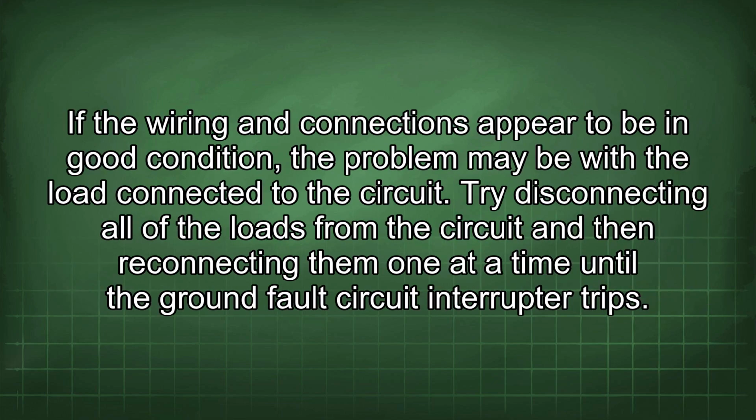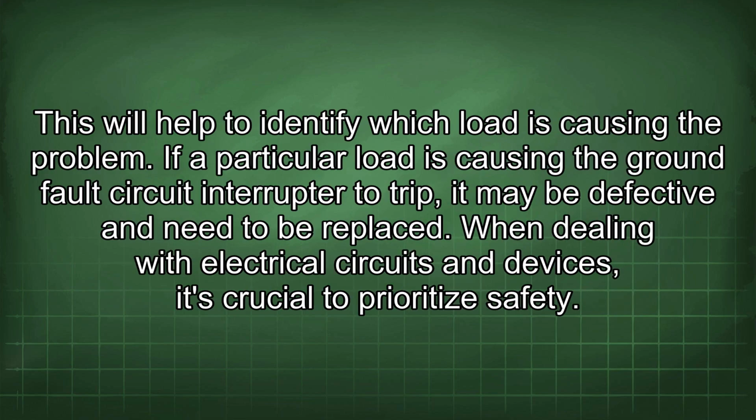If the wiring and connections appear to be in good condition, the problem may be with the load connected to the circuit. Try disconnecting all of the loads from the circuit and then reconnecting them one at a time until the ground fault circuit interrupter trips. This will help to identify which load is causing the problem. If a particular load is causing the ground fault circuit interrupter to trip, it may be defective and need to be replaced. When dealing with electrical circuits and devices, it's crucial to prioritize safety.